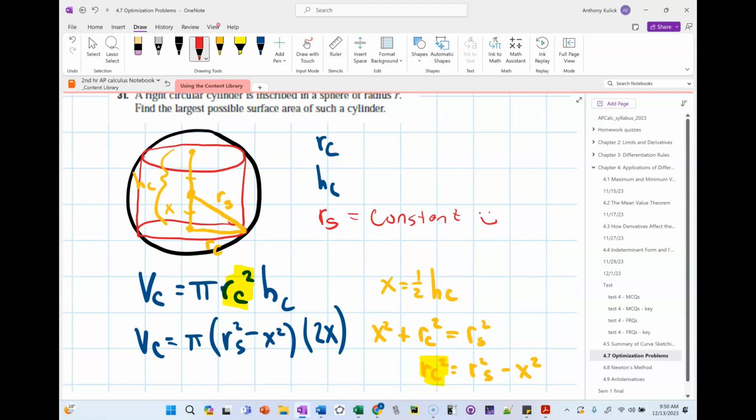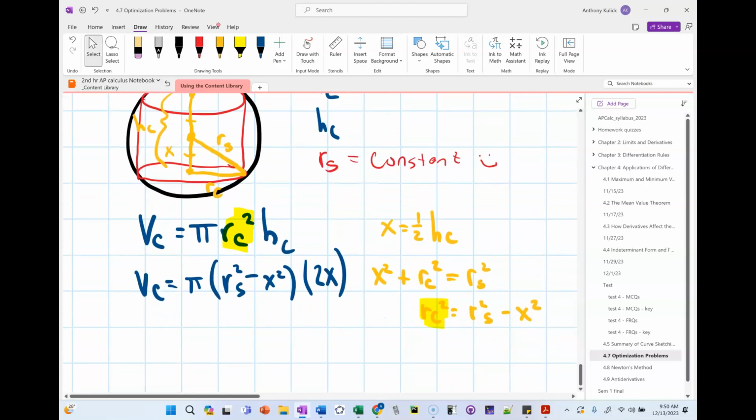Do we want a short, squatty one, or do we want a tall, skinny one? Like, what do we want for the cylinder to be the best sized one that we can make? So we have this. I would distribute the 2x. Why is the 2x there instead of HC?